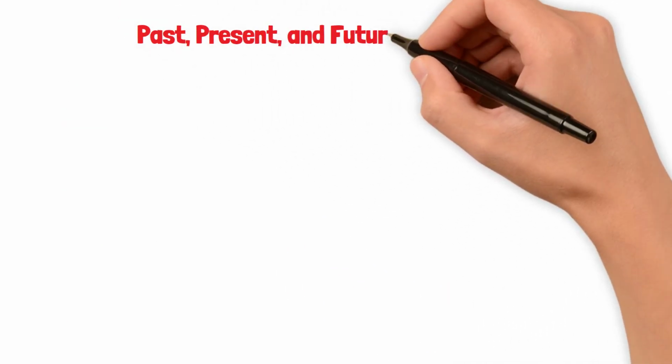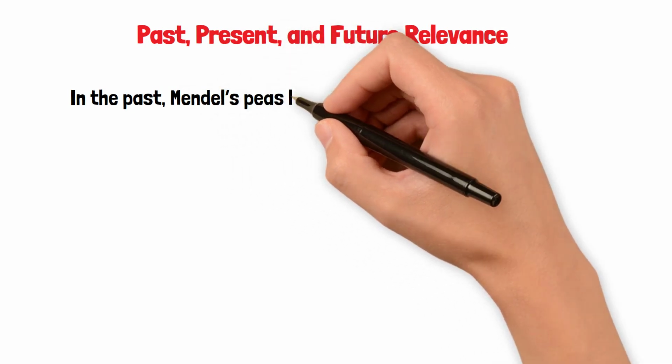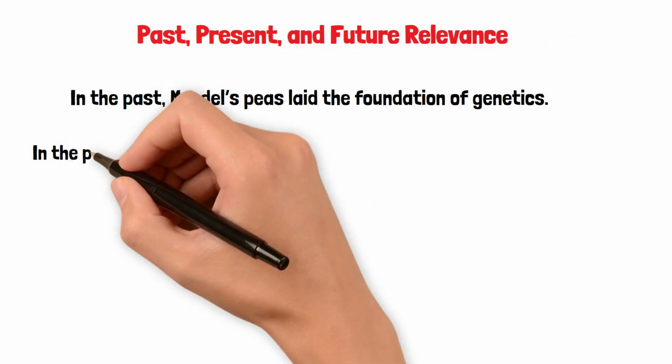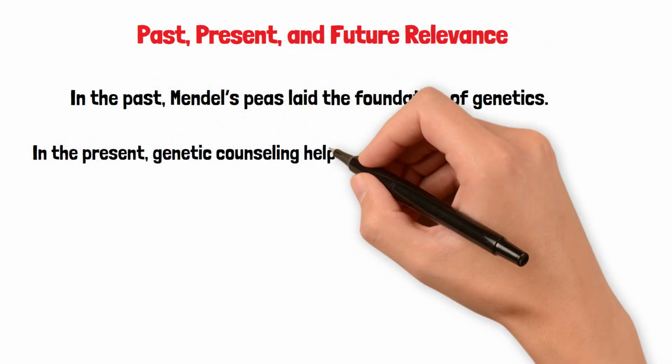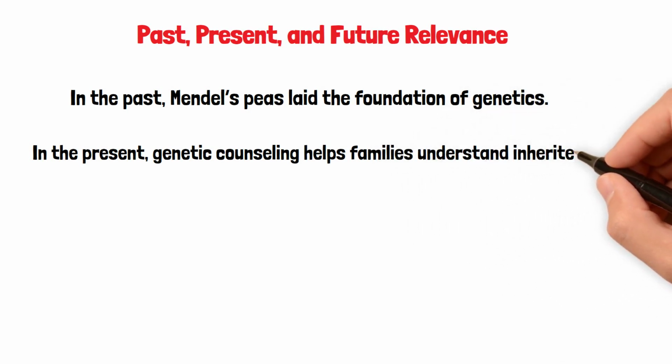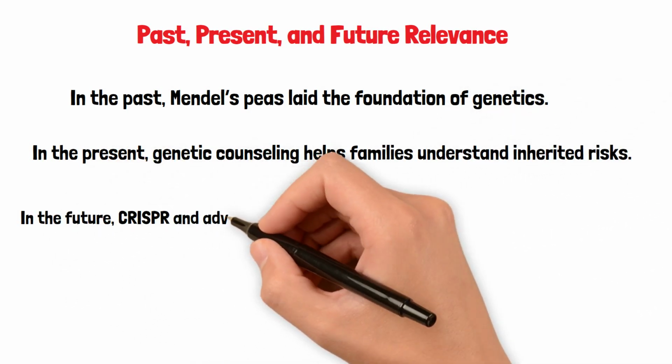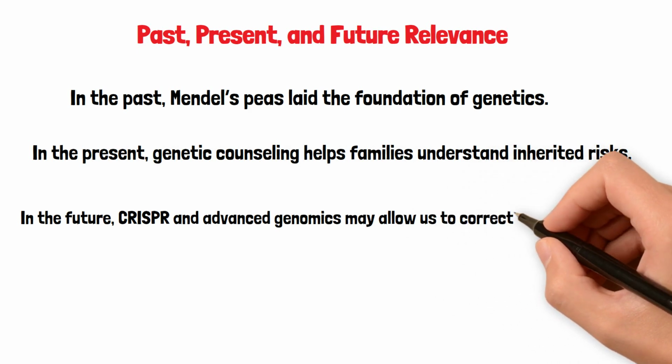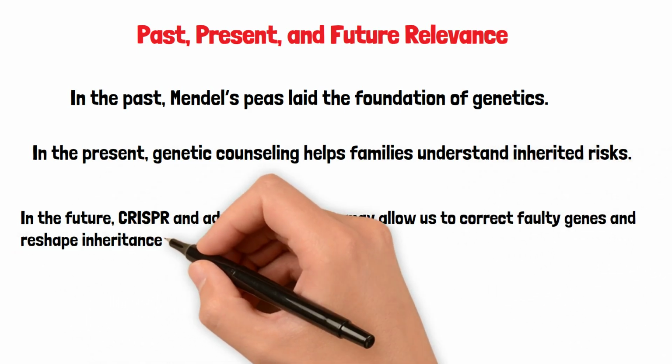Past, present, and future relevance. In the past, Mendel's peas laid the foundation of genetics. In the present, genetic counseling helps families understand inherited risks. In the future, CRISPR and advanced genomics may allow us to correct faulty genes and reshape inheritance itself.